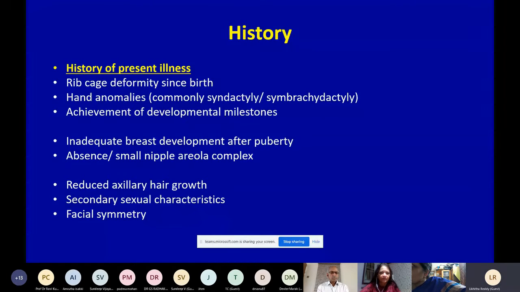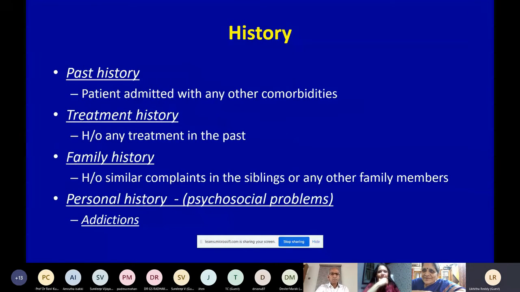The other things I would like to know are the reduced axillary hair growth, the secondary sexual characteristics, when they developed and how they are, and the facial symmetry to rule out Mobius syndrome. In the past history, whether the patient was admitted for any other comorbidities or any treatment done in the past for this specific condition, the family history of similar complaints in siblings or other family members, and personal history. Especially in a young female, they might have psychosocial problems, specifically body dysmorphic syndrome or body image abnormality. So I would like to know about that.